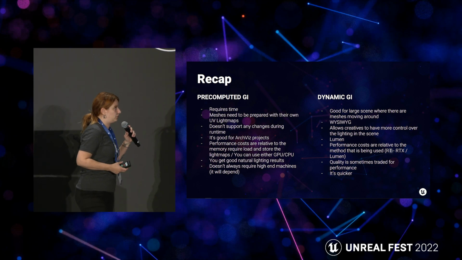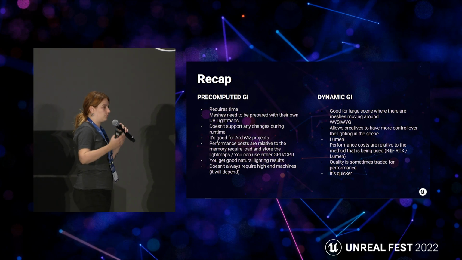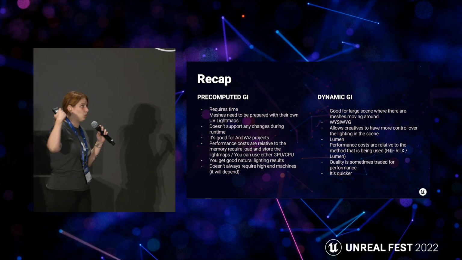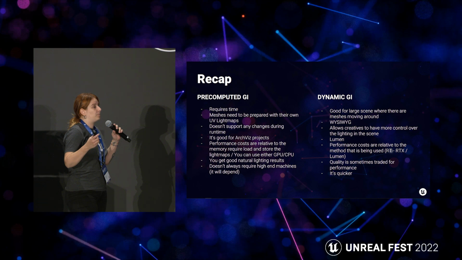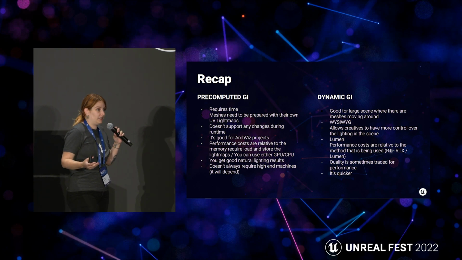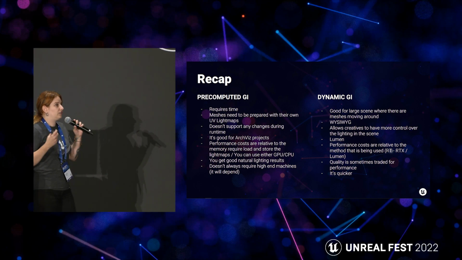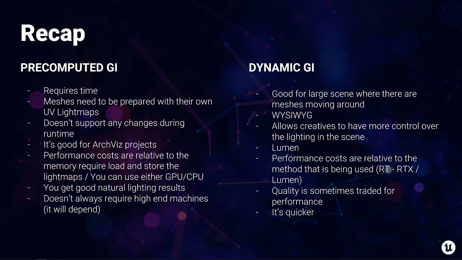Then dynamic global illumination is good for large scenes where there are meshes moving around. So obviously, as we said, this is lighting that gets updated on the fly. So basically, it's good for any kind of animations you've got. It's good for cinematics, for example. And it's good as well if you're going to be moving stuff around in runtime. What you see is what you get. Basically, you don't need to bake the light. So if you move the sun from one side to the other, or you change the color of the light, that's going to update on the fly. It allows creatives to have more control over the lighting in the scene.